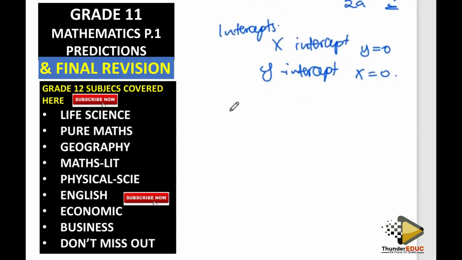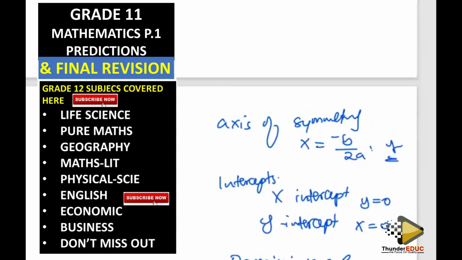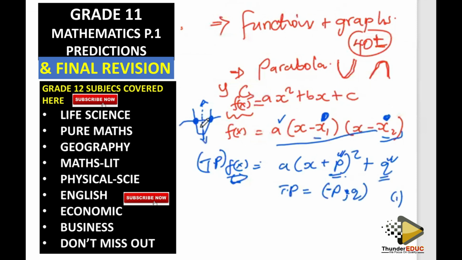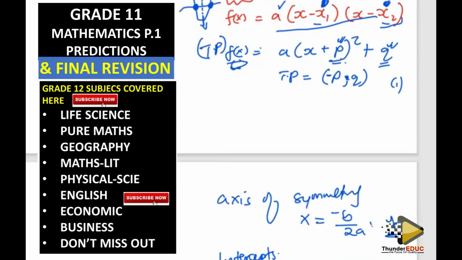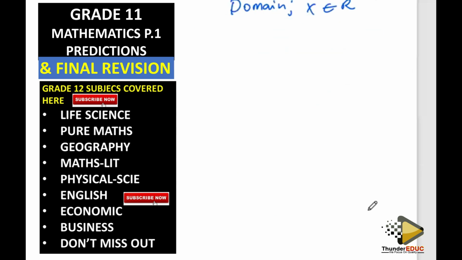Then things to do with domain and range. Domain, these are x values. The domain of a parabola is always the same: x is an element of real numbers. What this means is that this parabola can extend to the negatives and it can also extend to the positives. It's not restricted. It's only in grade 12 that we shall talk about restricted graphs.